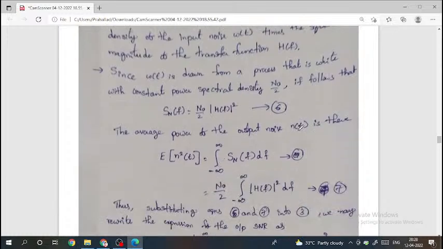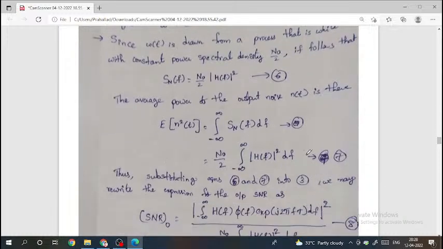Take this one as expression number 6. The average power of the output noise n(t), E[n²(t)], is equal to the integral from minus infinity to infinity of the power spectral density, that is Sn(f) df. Substitute this in this, you will get this one. Take this one as expression number 7.